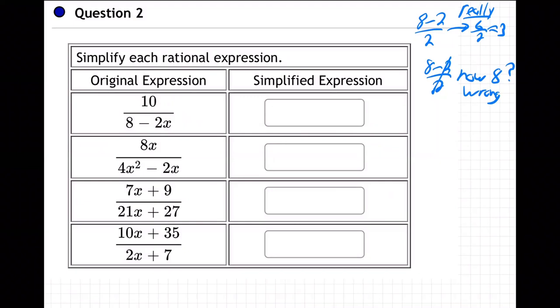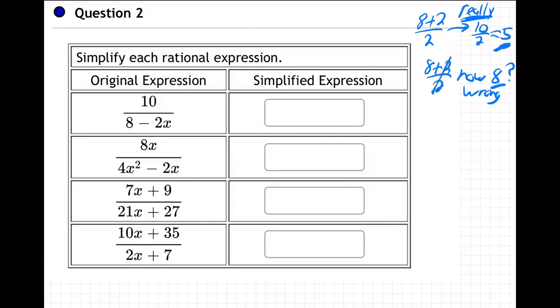Numbers that are subtracted or added would be the same problem. You cannot cancel out numbers added or subtracted. You see that? What if it was adding? What if it was 8 plus 2 over 2? Then it's the same problem, except now 8 plus 2 over 2 is really 10 over 2, which is 5. It's still not 8. See how it's still wrong to cancel these 2's.